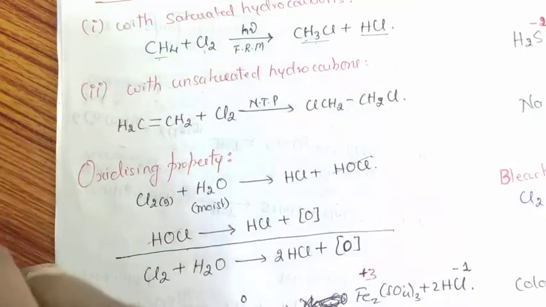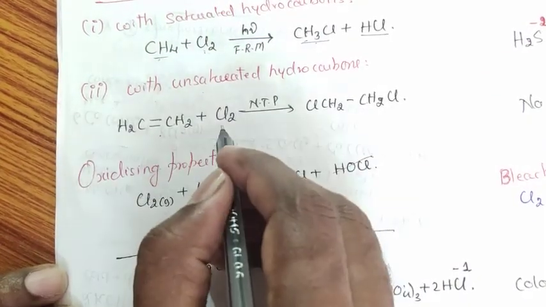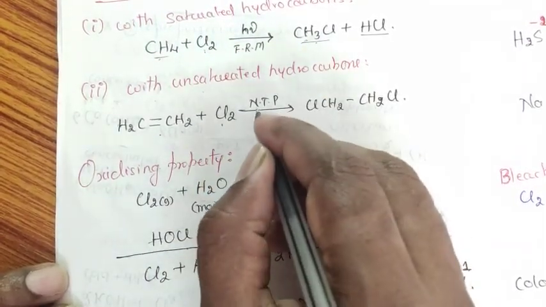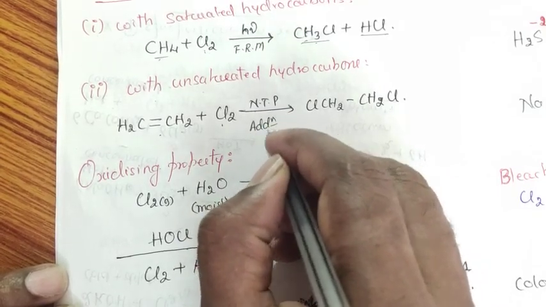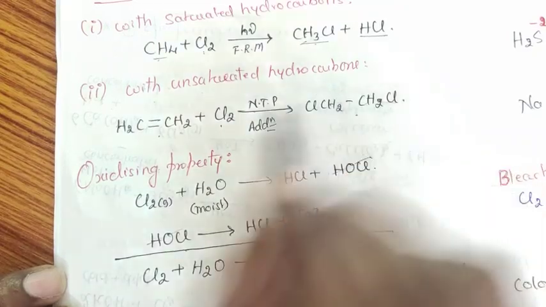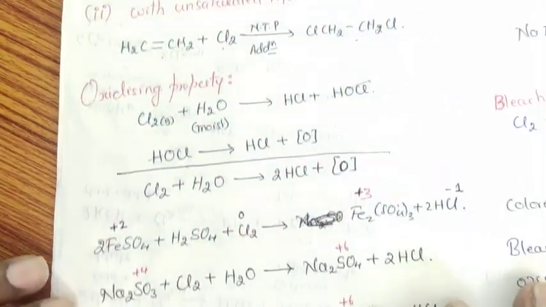With unsaturated hydrocarbons, when unsaturated hydrocarbons are treated with chlorine at normal room temperature and pressure, they undergo addition reaction to form respective dihalides.